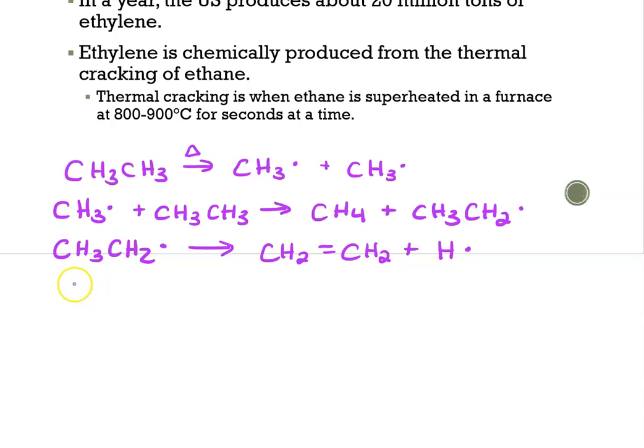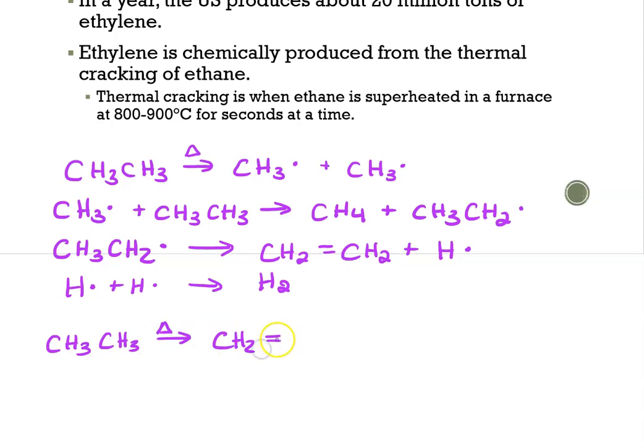And then hydrogen radicals will react with other hydrogen radicals to produce hydrogen gas. Hooray and huzzah. So when we add all of that together, what we basically get is that some ethane in the presence of heat reacts to give you ethene, or ethylene, and some hydrogen gas. So that is the cracking process.